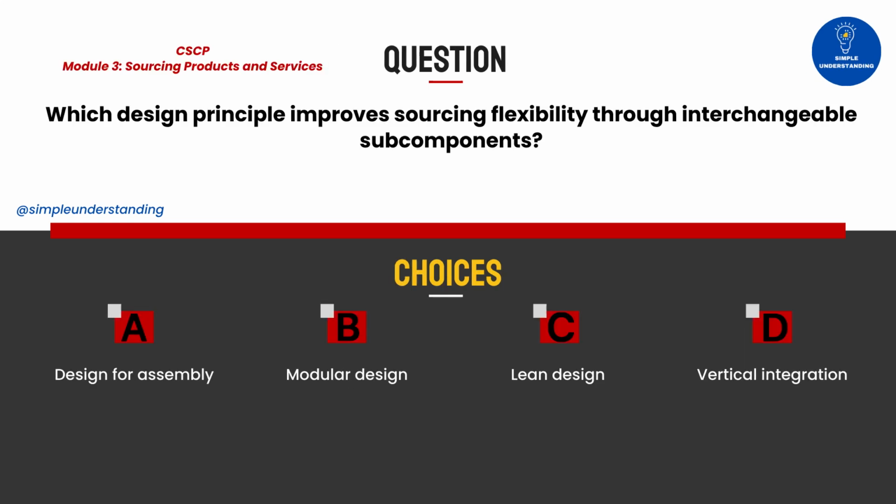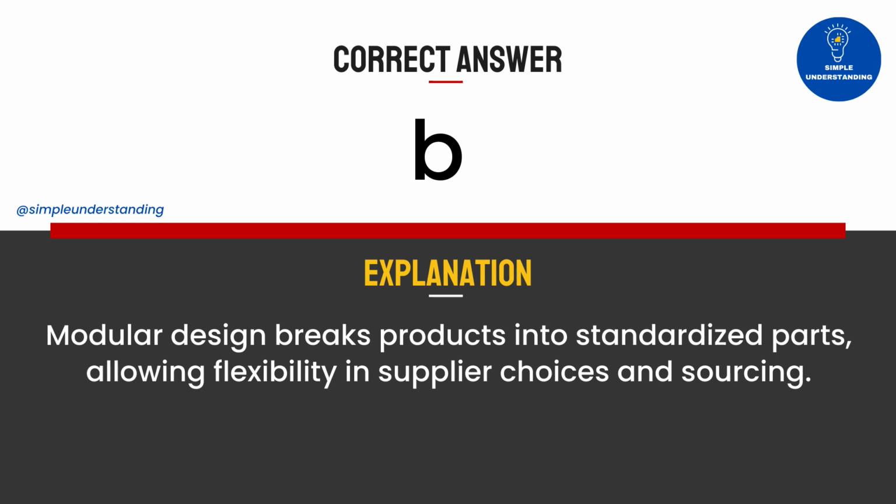5. Which design principle improves sourcing flexibility through interchangeable subcomponents? A. Design for assembly. B. Modular design. C. Lean design. D. Vertical integration. Correct answer, B. Explanation. Modular design simplifies sourcing by using standardized components that can be sourced from multiple vendors.